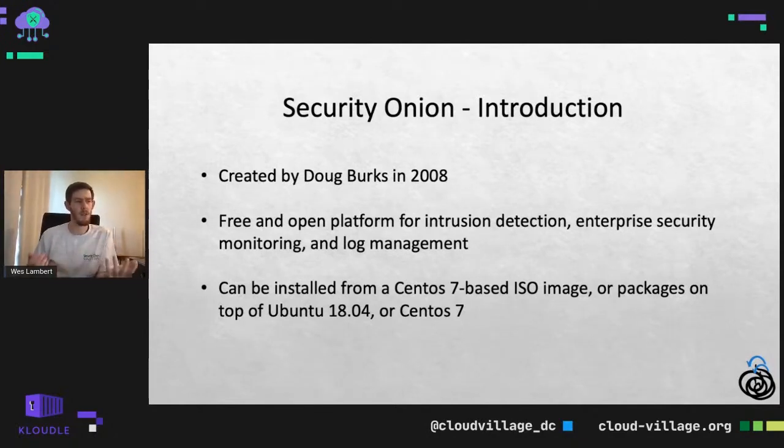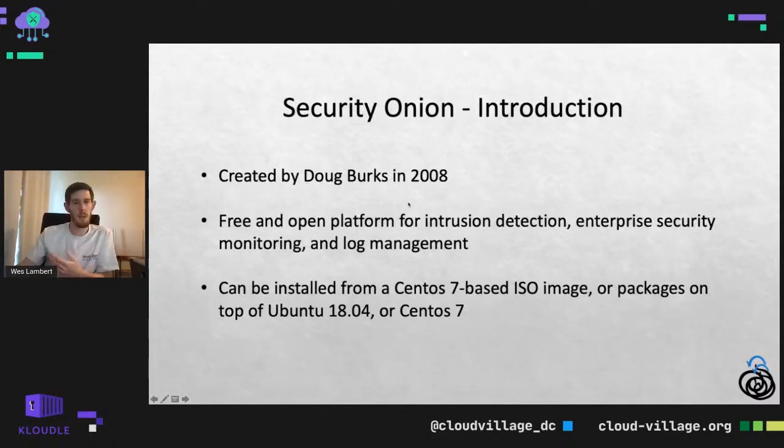It can be installed from, right now, a CentOS 7 based ISO image, and packages are also available for Ubuntu 18.04 or CentOS 7. So if you want to install your own Ubuntu or your own CentOS 7 install, and then install Security Onion on top of that, you can absolutely do that. And we completely support both methods.